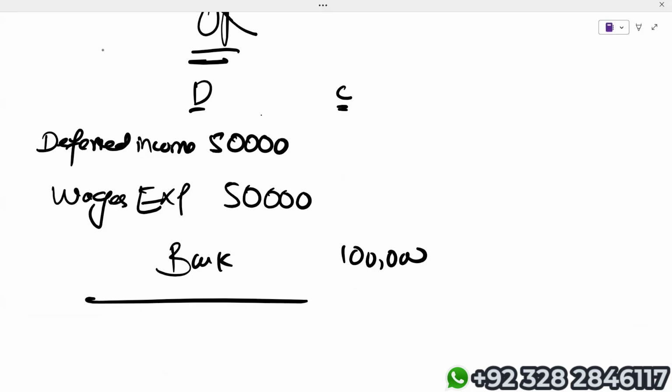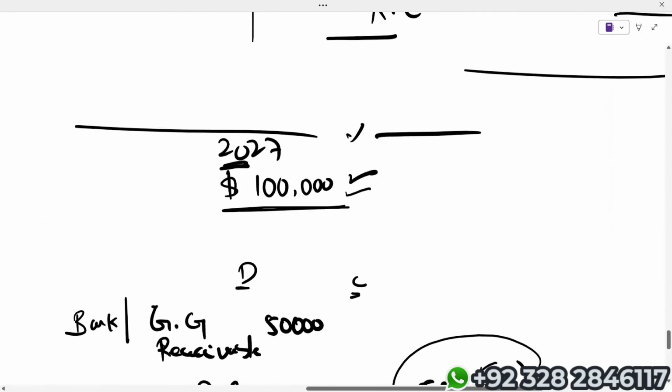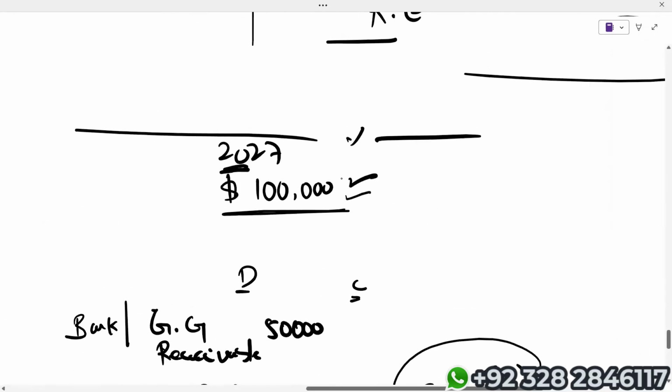Another scenario, for example, I'm just giving you the example, okay? Let's say this 50,000 grant relates to a particular expense. In 2027, your company has received the grant of $50,000, but a particular expense you have incurred only 80%. If the particular expense you have only incurred 80%, then whatever treatment A or B you want to follow, you will apply that treatment on 80% of the grant.